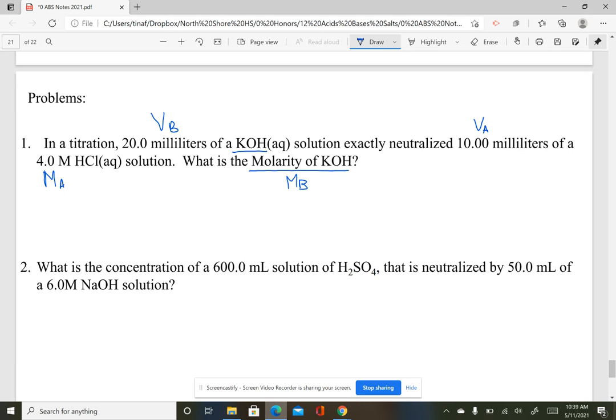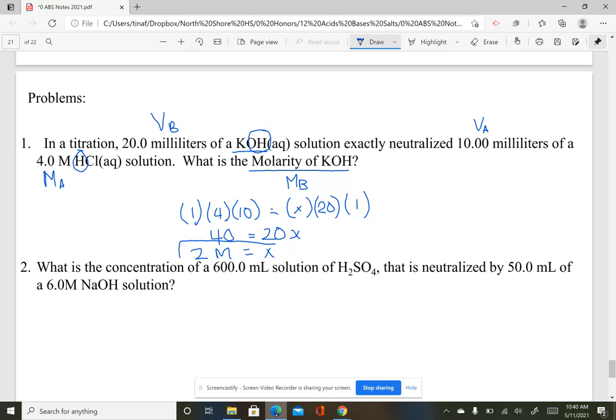So I'm going to take my formula, MAVA. The molarity of the acid is 4. The volume of the acid is 10. The molarity of the base, I don't know. The volume of the base is 20. And then I want to say, all right, how many H's are in my acid? 1. I want to multiply that side by 1. And how many OHs are in my base? 1. And I want to multiply the base side by 1. Okay? So 40 equals 20x, x equals 2. And I was solving for molarity, so my units are going to be capital M.